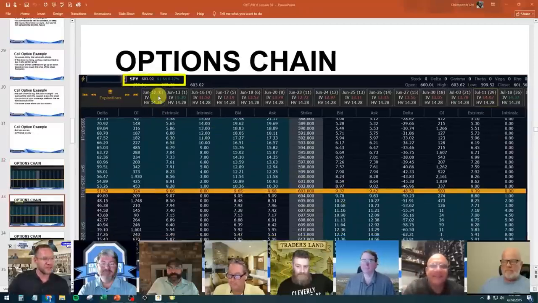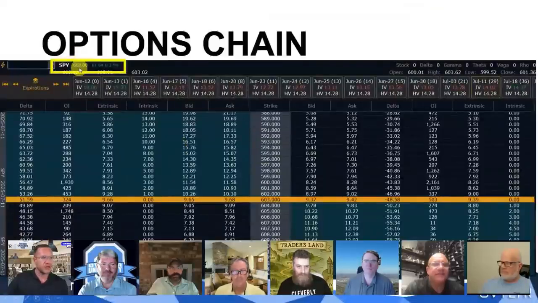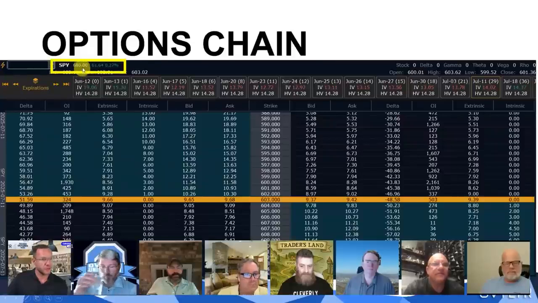So the first thing to look at on an options chain is up here in the corner, depending on the broker. In fact, let me make this bigger. Up here in the corner is showing you the price of the stock itself. So at the time that I took the screenshot, SPY was at $603 exactly, which is going to help as we go through a lot of this. You could buy any one share of SPY, the S&P 500 ETF, for $603. Okay, easy enough. We understand that.